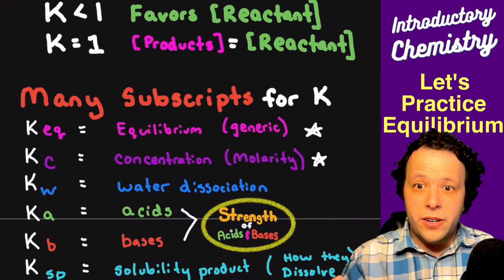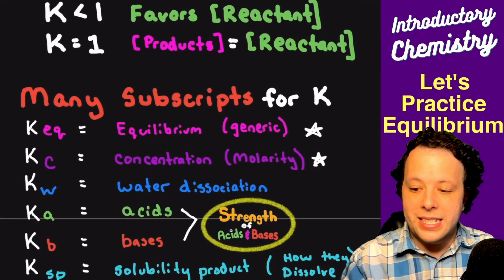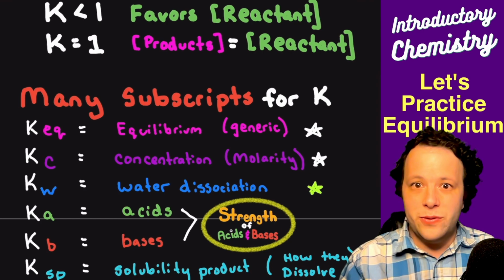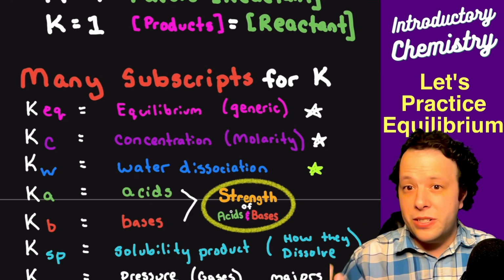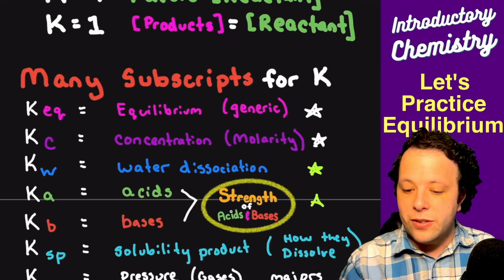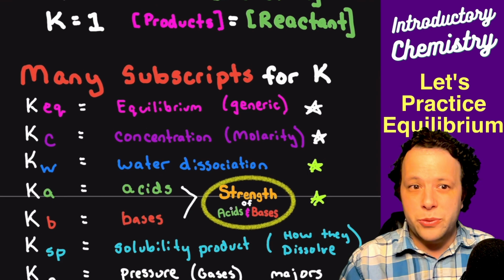Kw is with water dissociation. When it comes to acids and bases, this one is very, very normal as well. There's Ka and Kb, which are acids and bases. Both of these are typically used when we're referring to that as well.